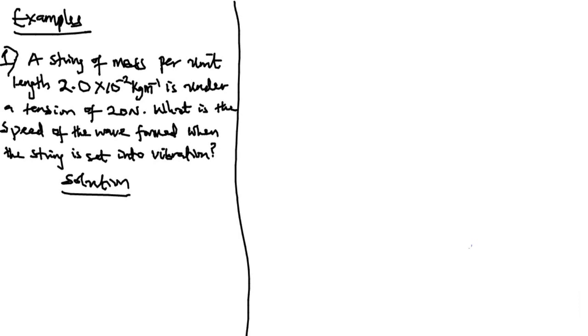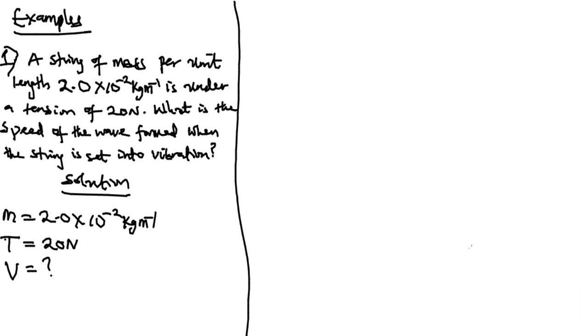Okay, so here we have mass per unit length, which is m equals 2.0 times 10 to the minus 2 kilogram per meter, and then it is under a tension of 20 Newton. That is tension T is equal to 20 Newton. What is the speed? And we are asked for the speed. Good. So clearly you have these three parameters.